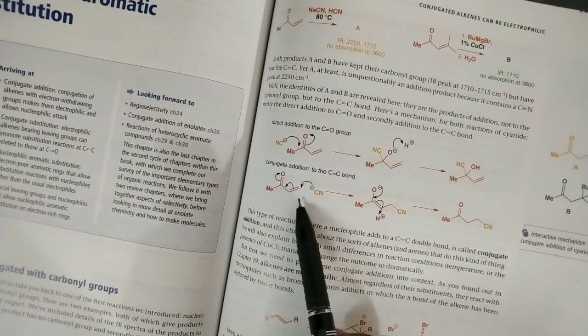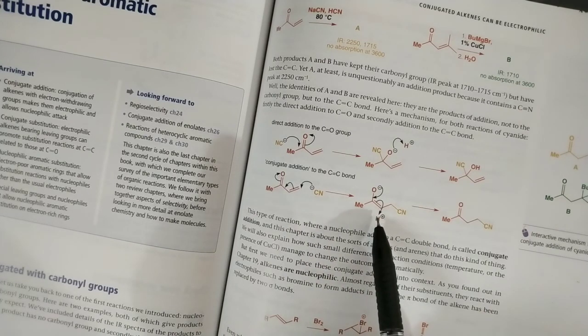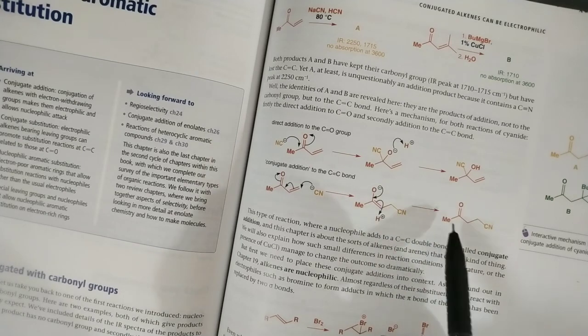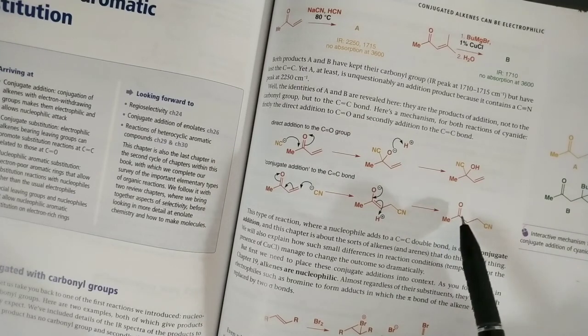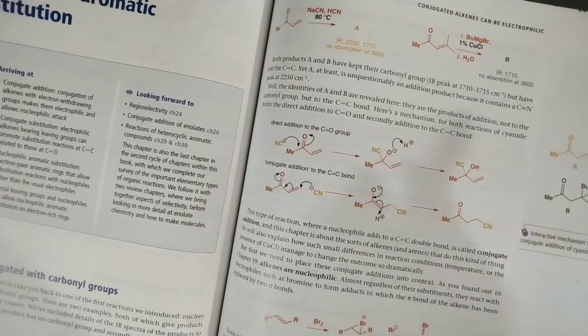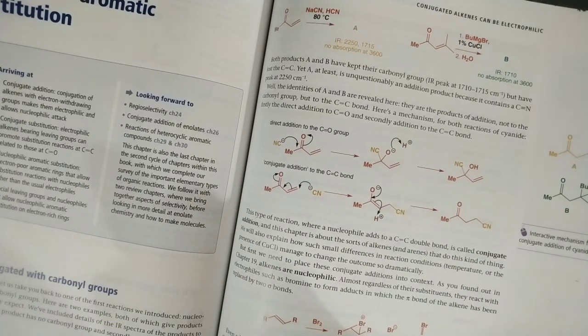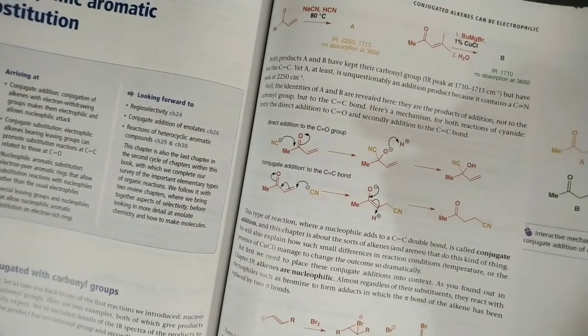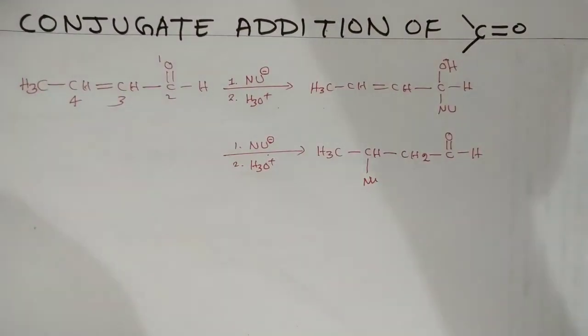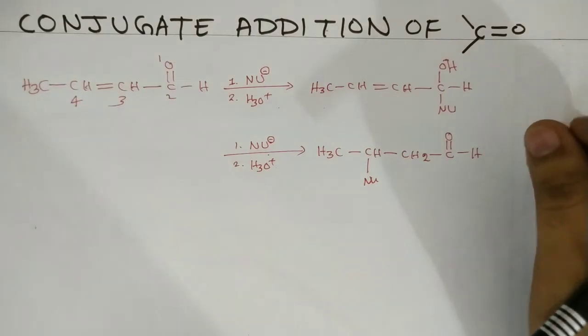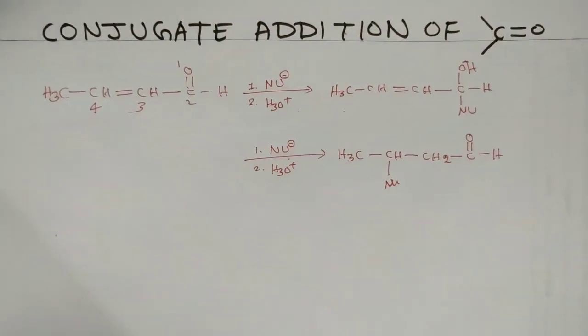At a high temperature CN attacks the terminal carbon, so we get this enolate ion. This enolate on acidification gives the enol, and this enol is converted to the keto form. So it is the resultant 1,4 addition product, 1 2 3 4. Based on the temperature conditions we can see different products, but for some nucleophiles 1,2 addition takes place, and for some nucleophiles conjugate addition takes place.